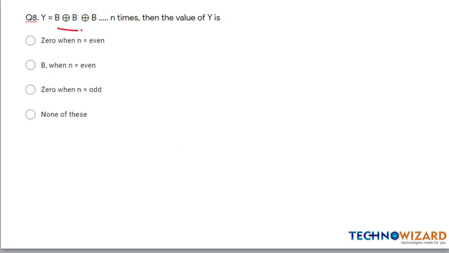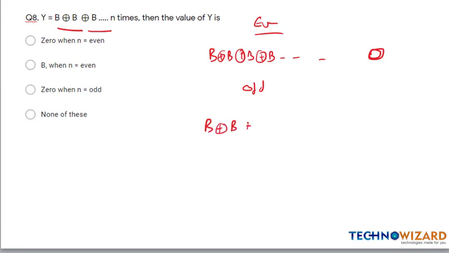Y is equal to B XOR B, B XOR B up to n times. Now we are taking first for even terms. For even terms, B XOR B XOR B XOR B, and so on up to n even, then B XOR B will be 0. Second, for odd, B XOR B XOR B, on calculating this, we will get B.